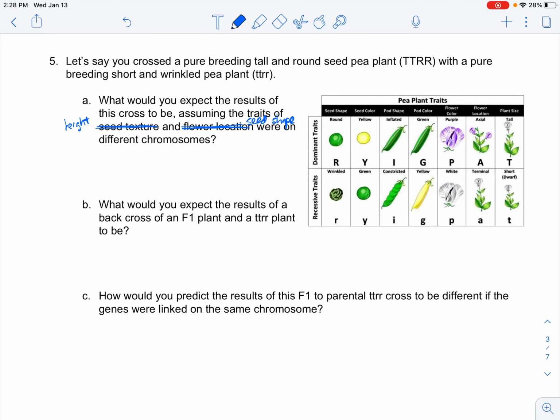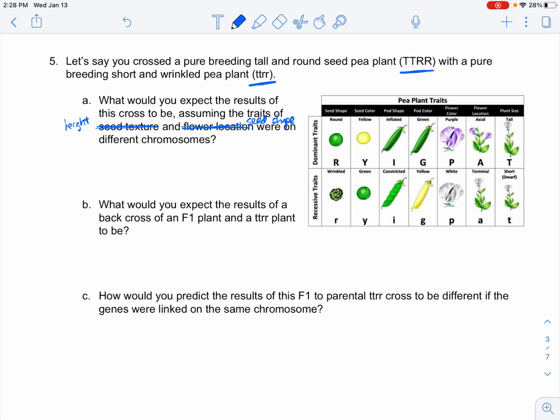Okay, so now let's take a look at some practice problems here. And these are going to be related to what we were just talking about. Let's say we crossed a pure breeding tall and round seed pea plant, which is what we had just done above, with a pure breeding short and wrinkled pea plant.